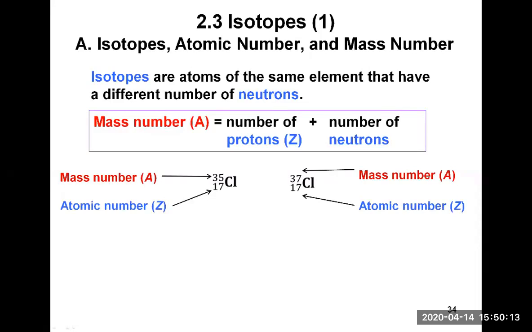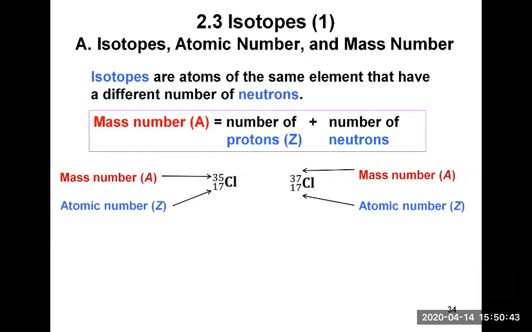17 is the atomic number for chlorine. So it could be omitted because it's redundant with the symbol of the element, right? Because chlorine, when you look at the periodic table, you know its atomic number 17. So the information is given already by the symbol. But often it's repeated here. Chlorine 35 would be written like this.